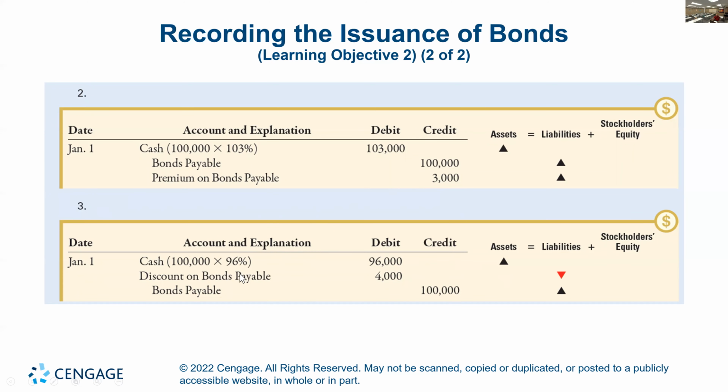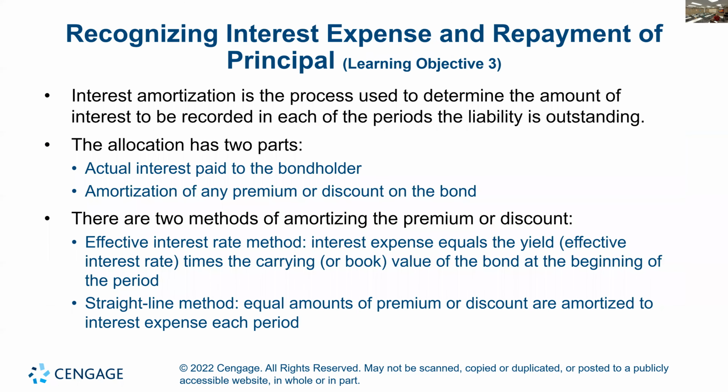Okay, and then the exact opposite is true when it's issued or sold at 96. It means we're only getting 96% of the face value. So we take our face value times 0.96, we get $96,000. The bonds payable still have to go on the books at $100,000 because that is what we're going to pay back at the end of this period. And now to make it balance, we have to say we have a $4,000 discount on bonds payable. Okay, so those are your journal entries for issuing bonds payable.